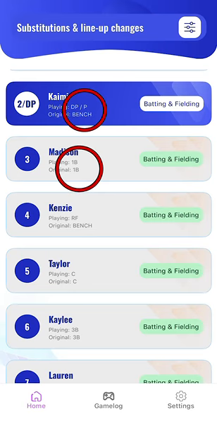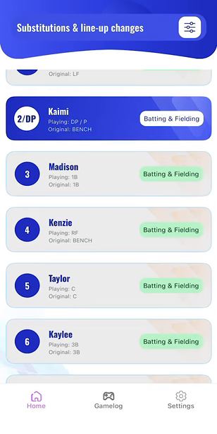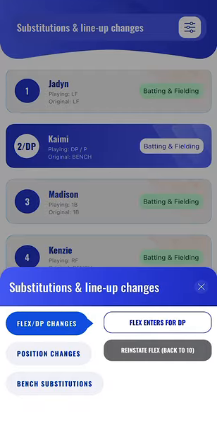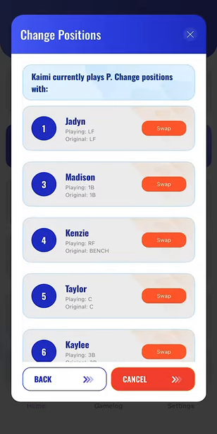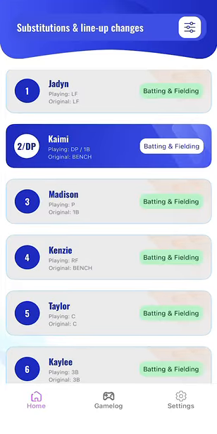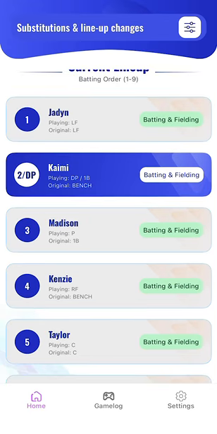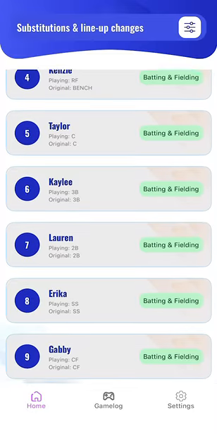Obviously, we just explained this to the ump. So in the app, we can just go up to position changes and swap Madison and Kaimi now. So position changes, and we're going to switch these two. So there we go. So now Kaimi is in the DP spot, in the 2 spot, playing first base. Madison is pitching, and we finish the game with 9 because we dropped our flex.